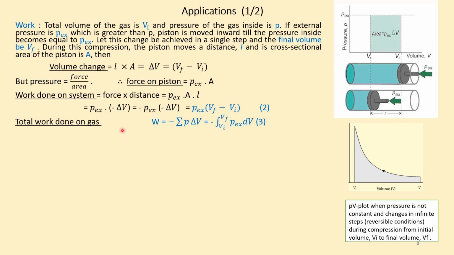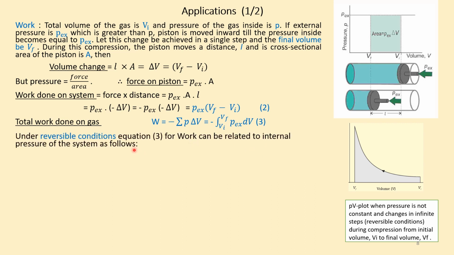So the total work done on the system or on the gas is W, represented by the summation of all small squares P into delta V. That can be written mathematically in terms of integration, that is minus the integral from Vi to Vf of Pex dV, from equation 2. Under reversible condition, equation 3 for work done can be related to the internal pressure of the system as follows. So W reversible will be equal to minus the integral from Vi to Vf of Pex dV, that is equal to minus the integral from Vi to Vf of (P internal plus or minus dP) dV.